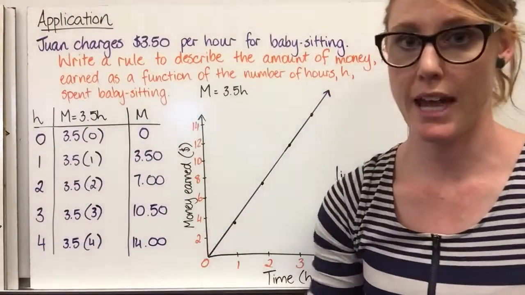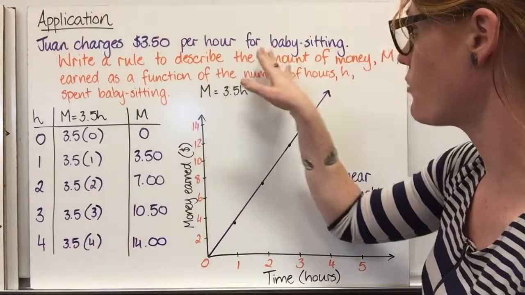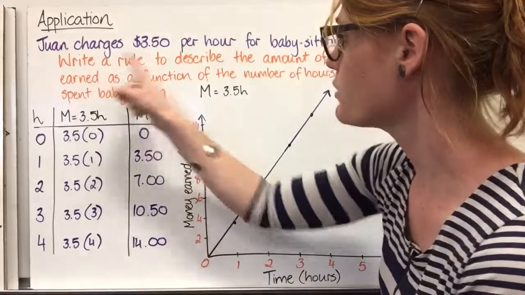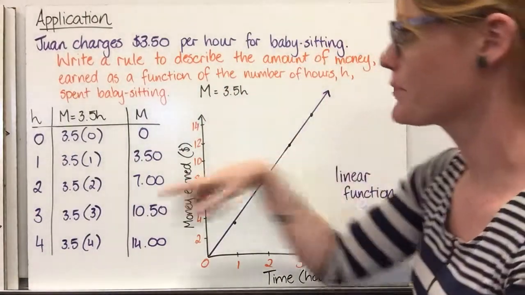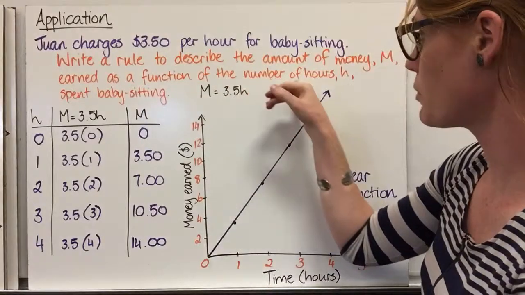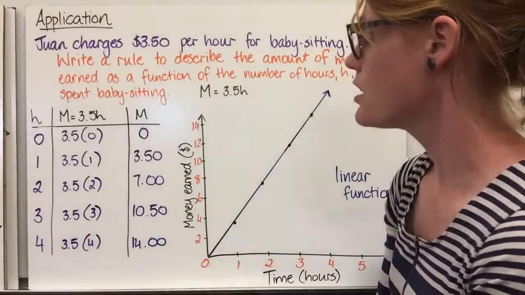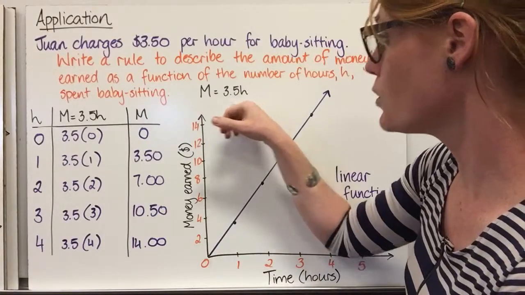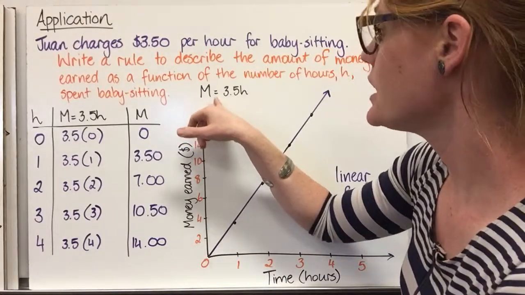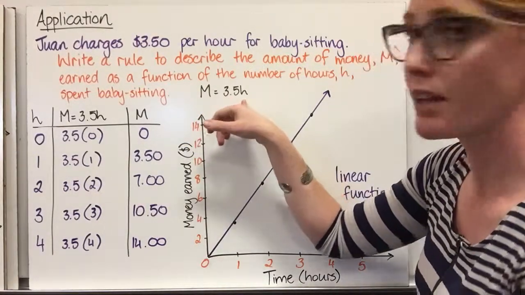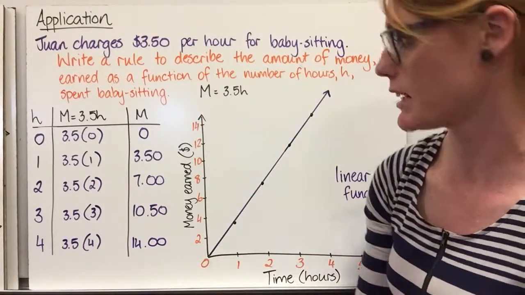So going on to an application question. One charges $3.50 per hour for babysitting. Write a rule to describe the amount of money, which is symbolized by M, earned as a function of the number of hours, represented by H, spent babysitting. So our rule will be M, which represents the amount of money made, equals 3.5 times H, H being the amount of hours spent babysitting.